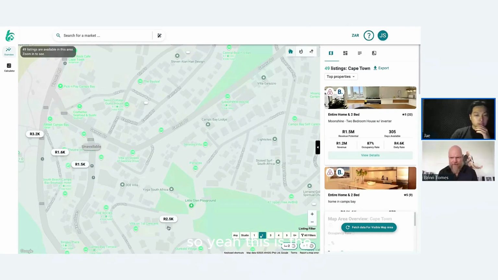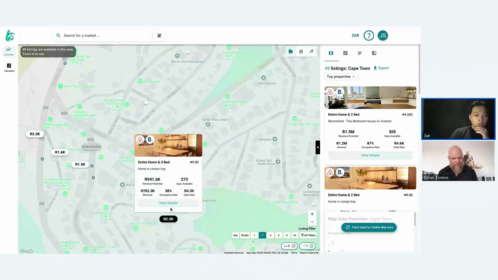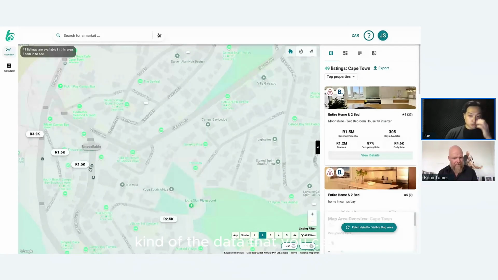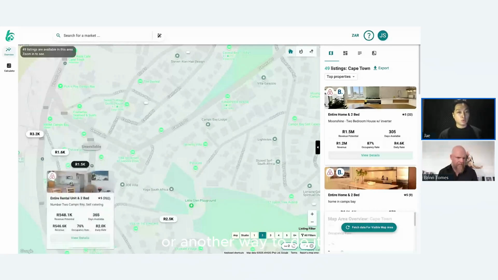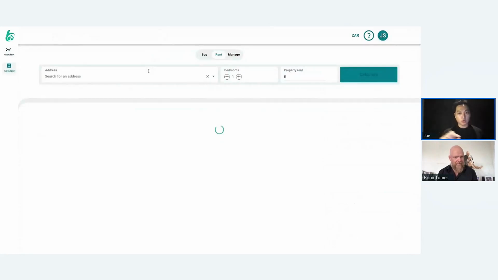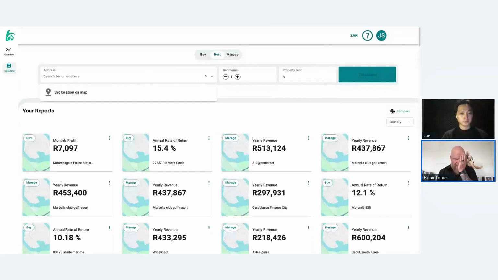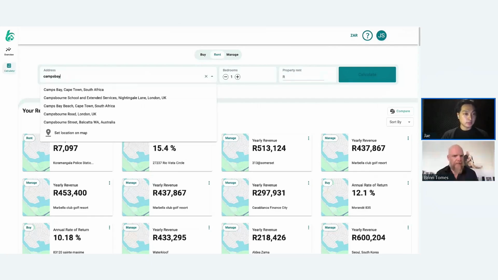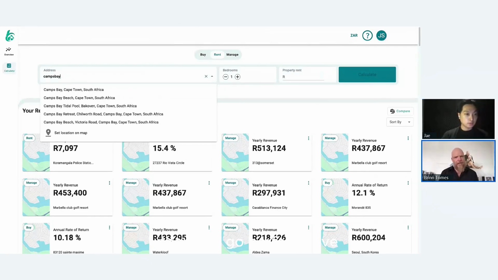So yeah, this is kind of the data that you can get. Or another way to do it is, can you give me an exact street address of one of those areas we just explored? Camps Bay Drive. Is it Camps Bay? Yeah, so there we go. Perfect.